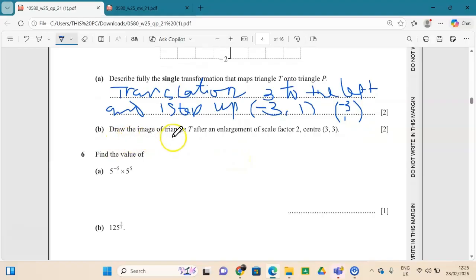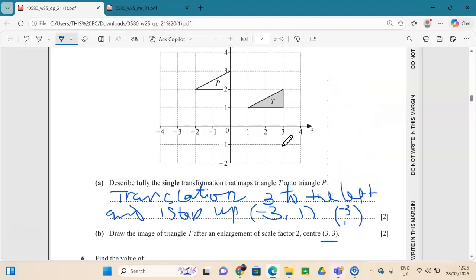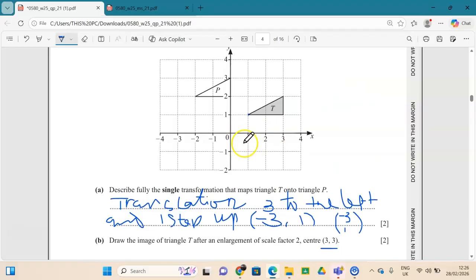Now, B says draw the image of triangle T after an enlargement of scale factor 2, center 3, 3. So we're going to draw another triangle T after an enlargement of scale factor 2, then center 3, 3. So where is the center? Center is 3 and 3. Where are we going to have 3 and 3? This is 3 for X and 3 for Y, means here. This is where I'm supposed to be.